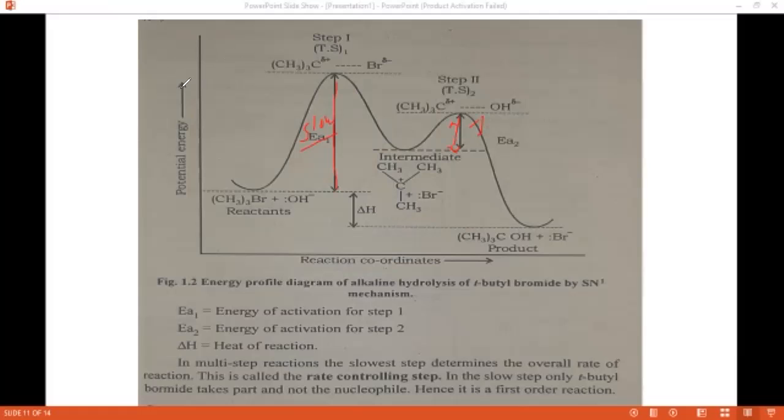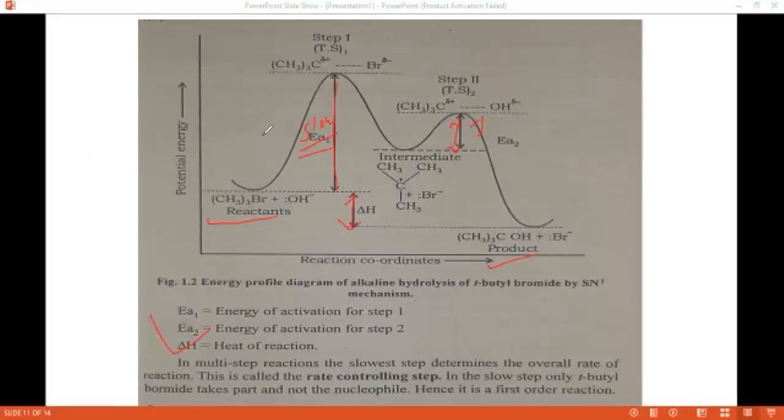In this figure, EA1 is the energy of activation for step number 1, and EA2 is the energy of activation for step number 2. And here is the delta H, which is the heat of reaction. It is the difference between the potential energy of the reactant and the potential energy of the product.